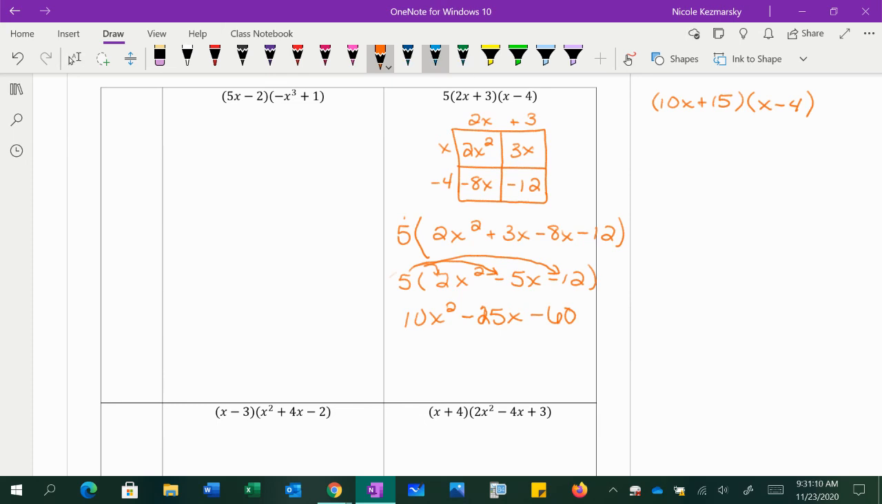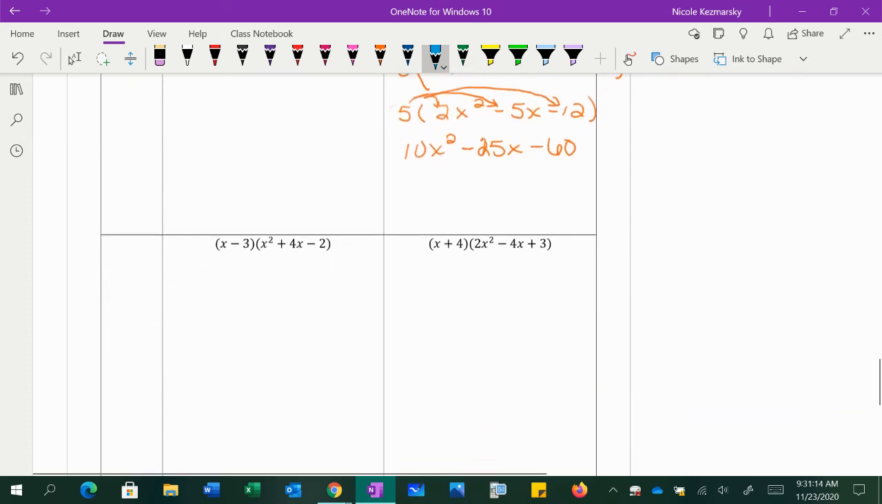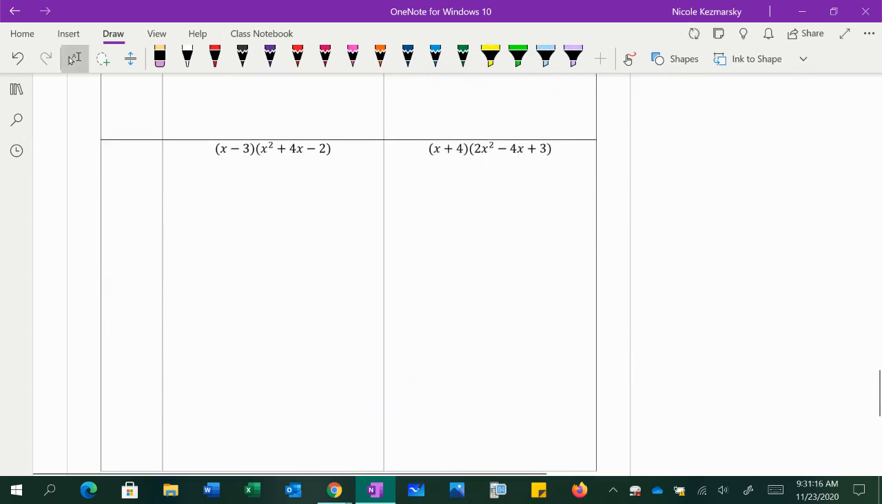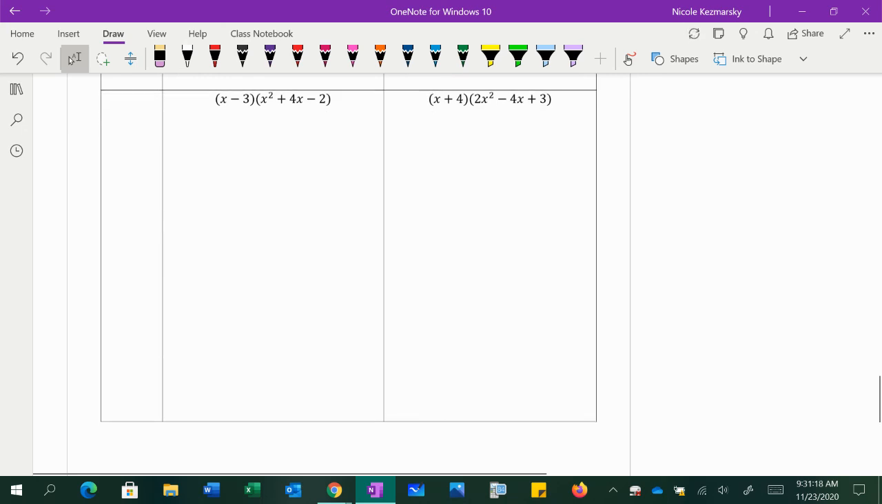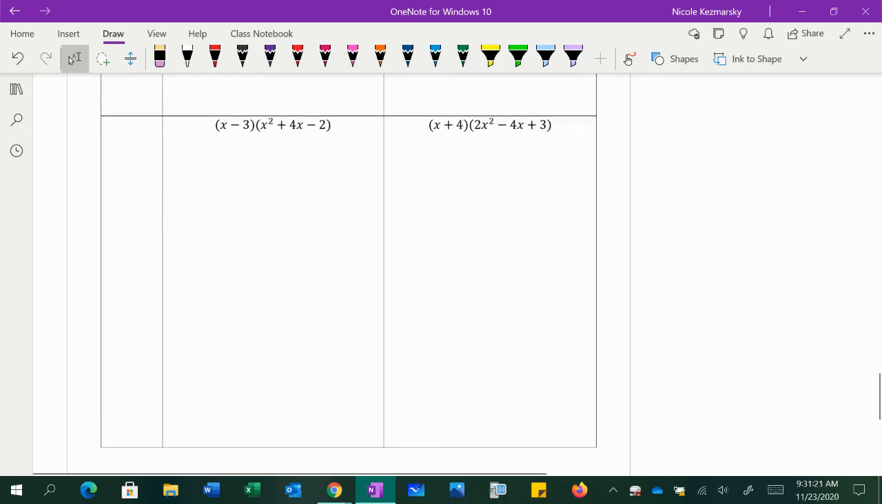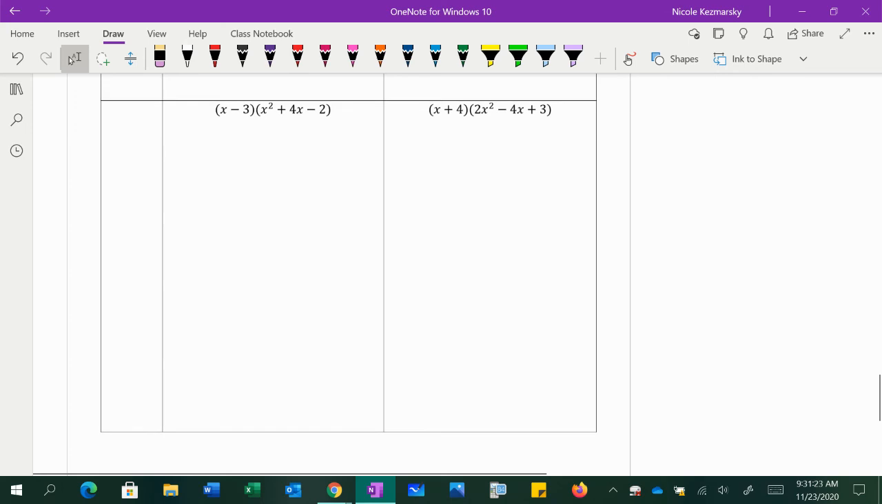For the final example, we're going to do a binomial times a trinomial. So we've been doing binomial times binomial with the box. Now we're going to do binomial times trinomial. So we can do either one. I'm going to pick the one on the right-hand side.